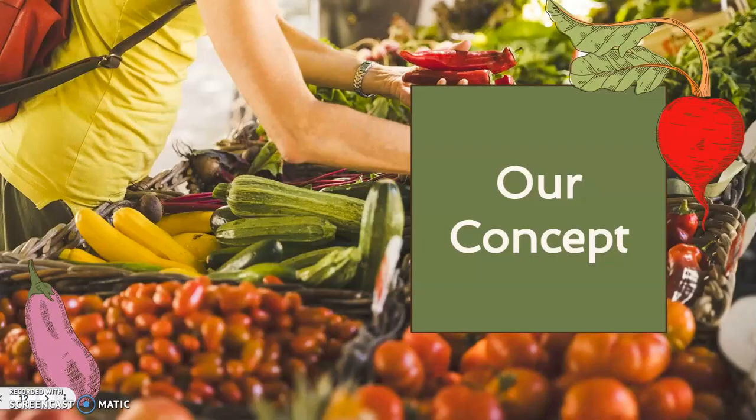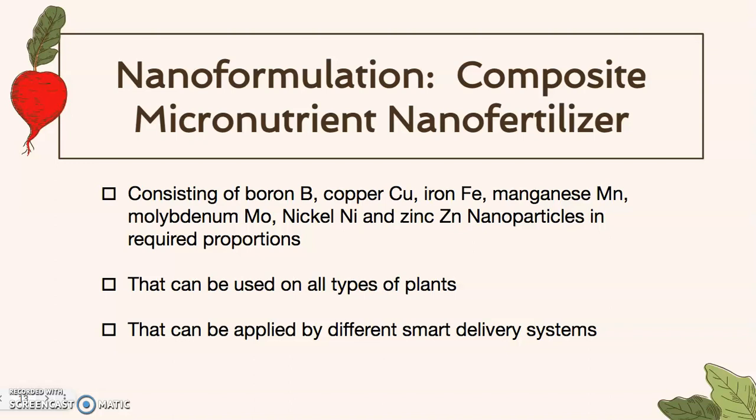So what is our concept? Our concept is to prepare this nano formulation, which is a composite micronutrient nanofertilizer, which will consist of the nanoparticles of boron, copper, iron, manganese, molybdenum, nickel and zinc in the required proportion so that it can be used in all types of plants and it can be applied through different smart delivery systems.